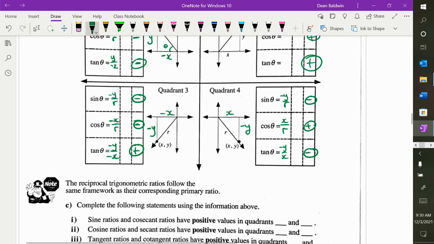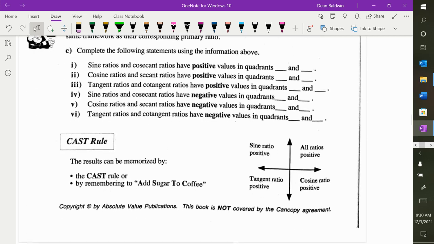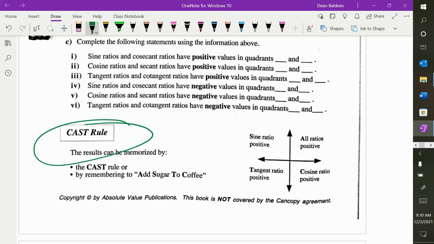All right, these are important. Where are they positive and negative? But I don't expect you to remember all this stuff. There's a trick. It's called the CAST rule. All you really need to remember is add sugar to coffee. Or invent your own. But you always start in the first quadrant. Add. All ratios are positive.